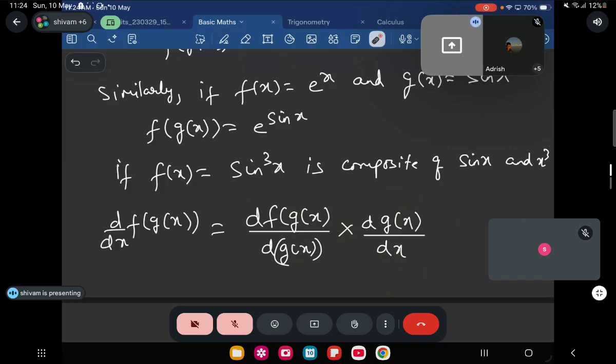Ultimately, you are differentiating, pay attention everyone, f of g of x with respect to x only. But over here, since you cannot directly differentiate f of g of x, you have to first differentiate f of g of x with respect to g of x, then g of x with respect to x. Are people able to understand? I'll give you some examples.